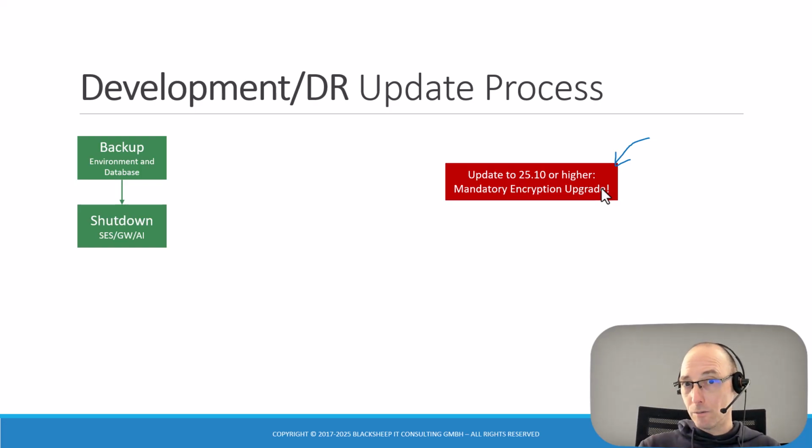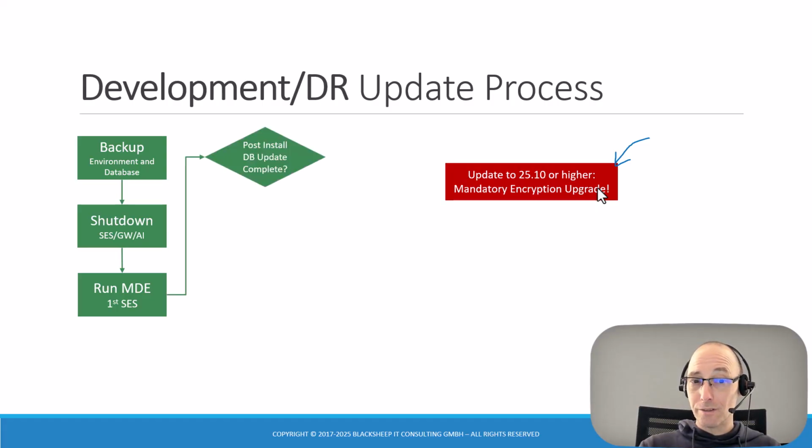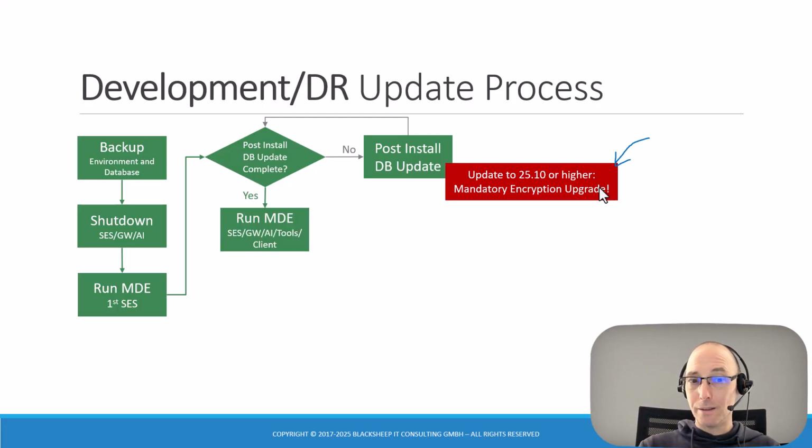If you're not doing the rolling update, which is an option, then you run the MDE on the first Siebel server, because that allows you to run the post-install database update automatically as part of that update. And if you don't want to do this, you still have to manually do it. So you still have to make sure it's completed.